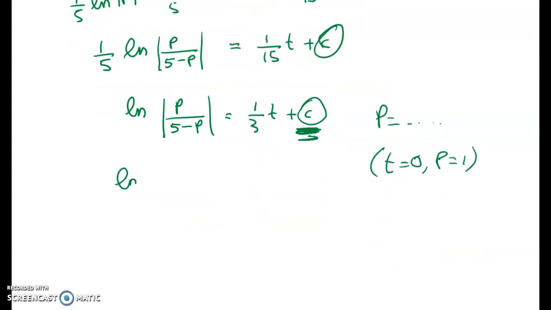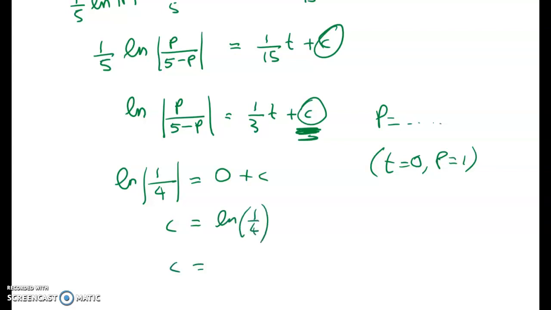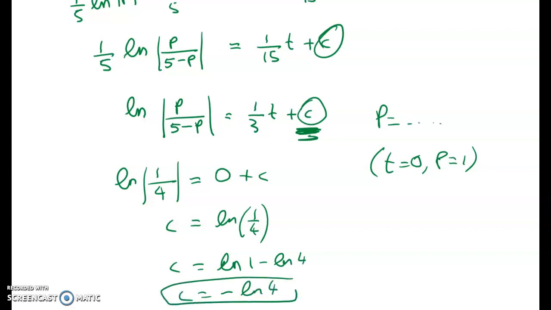So the natural log of 1/4, so I can lose those absolute value signs now, is equal to 0 plus c. In other words, c is equal to the natural log of 1/4, which we can rewrite as c is equal to the natural log of 1 minus the natural log of 4, which is negative log of 4. So let's go back now and put all of that into here.